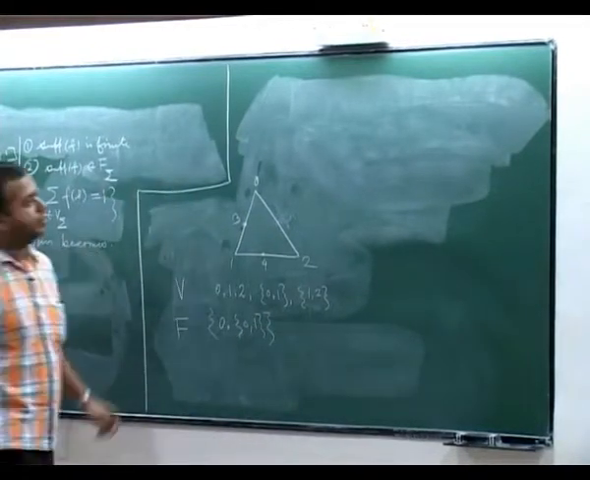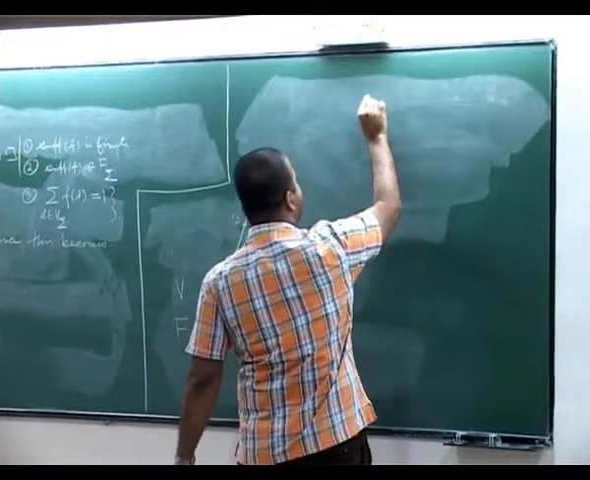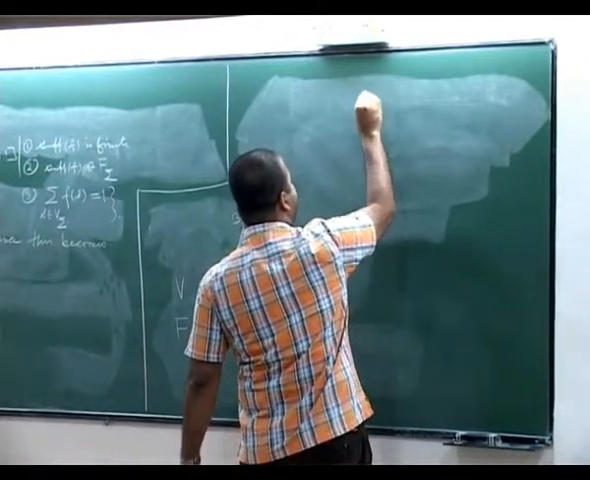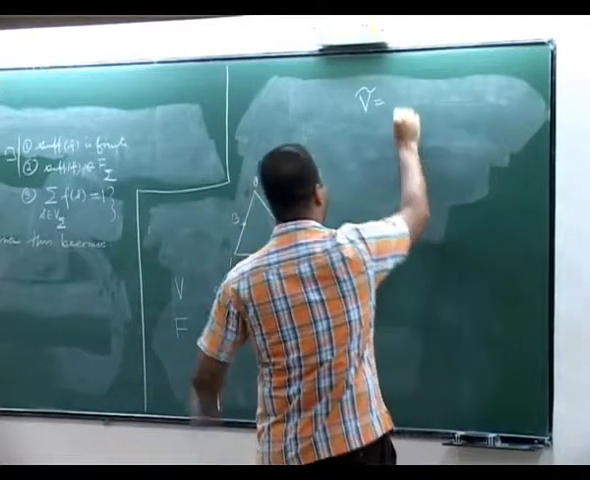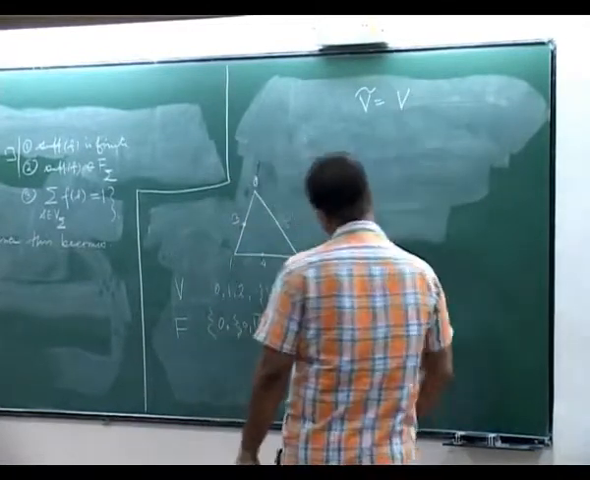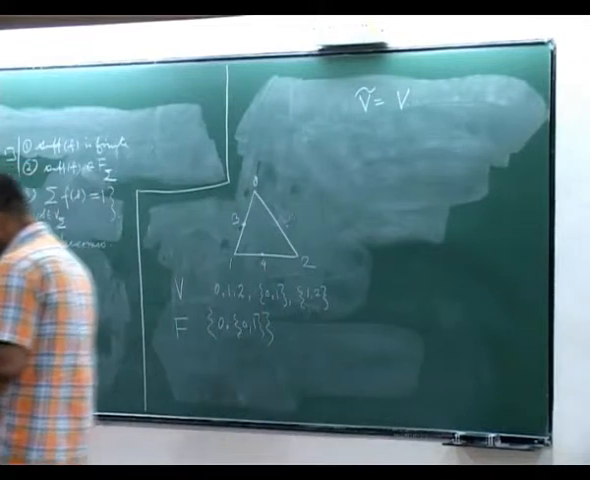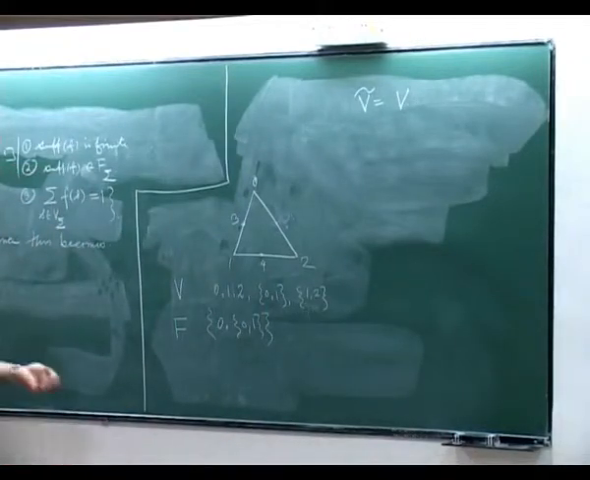So as I am doing it precisely, let me do it precisely. My new vertex set is the following. I take my old vertex set and some of its finite subsets.